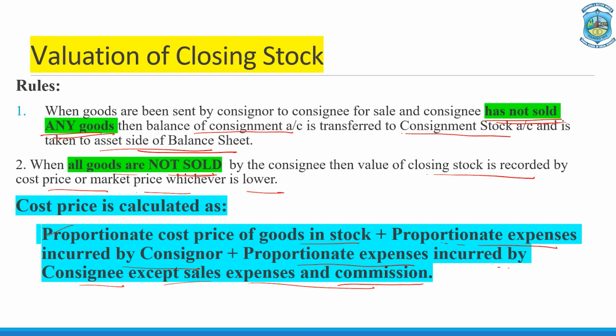So why are sales expenses and commission excluded from this? Because sales expenses are generally paid on the goods that are being sold, and closing stock means the goods that are unsold. So when the goods are unsold, how can you incur sales expenses on these goods? Therefore sales expenses are actually excluded. And even the commission is being paid on the goods that are being sold. Again, these goods are not sold out in the market, so commission cannot be charged on the goods that are unsold. Therefore sales expenses and commission are excluded to calculate the value for the closing stock as per the cost price method. So the valuation of closing stock is very important under consignment accounts.